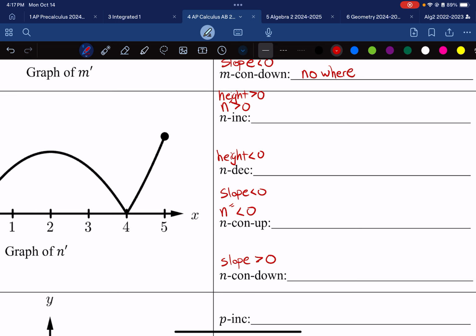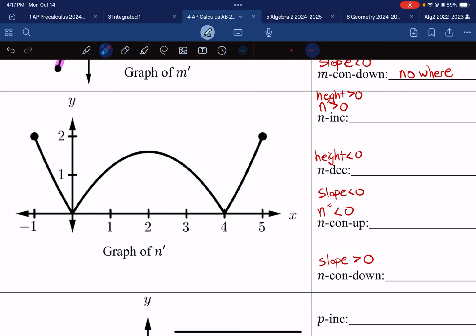And let's do that analysis. Let's apply it. Okay, where do I have a height that is greater than 0? I have a height greater than 0 everywhere with an exception. This height is exactly equal to 0. This height is exactly equal to 0. So it's not increasing at these 2 specific points, but it's increasing everywhere else.